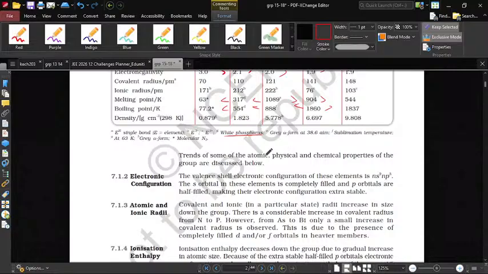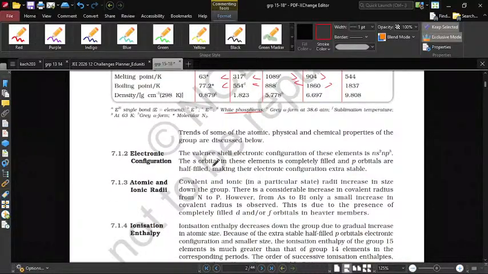ठीक है, ट्रेंड्स ऑफ सम ऑफ द एटॉमिक, फिजिकल एंड केमिकल प्रॉपर्टीज ऑफ द ग्रुप आर डिस्कस्ड बिलो। The valence shell electronic configuration. The valence shell electronic configuration of these elements is ns2np3. The s orbital of these elements is completely filled and p orbitals are half filled, making this electronic configuration extra stable.